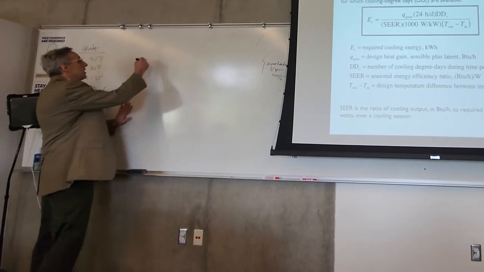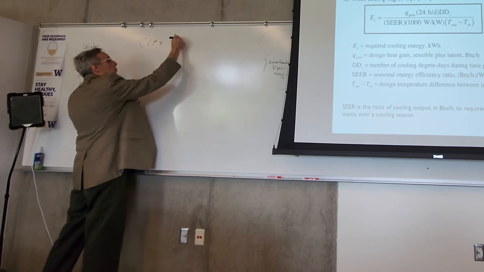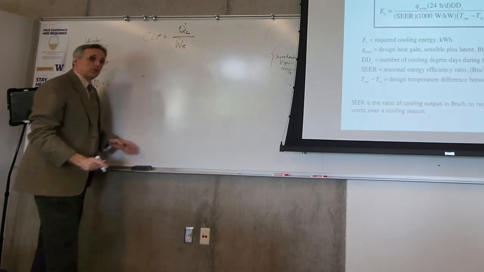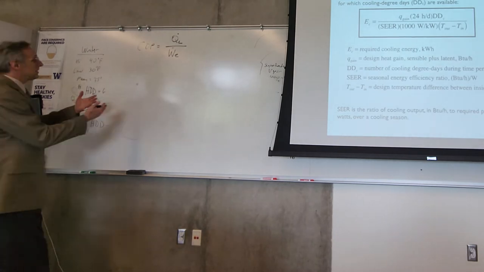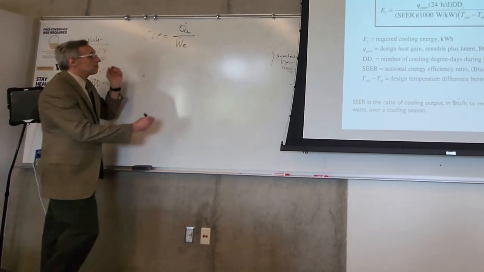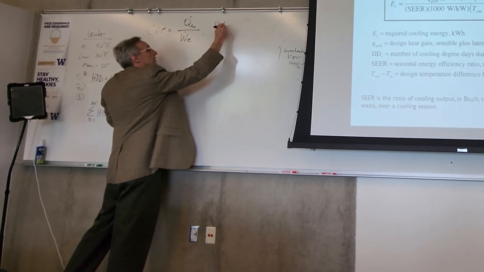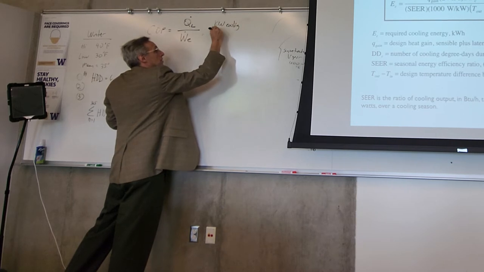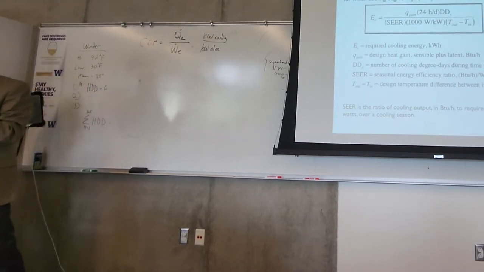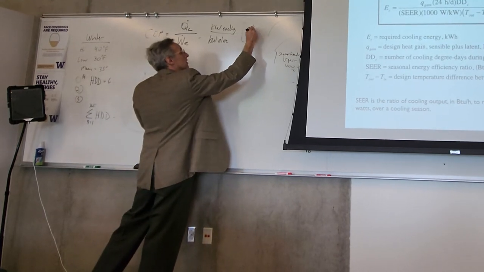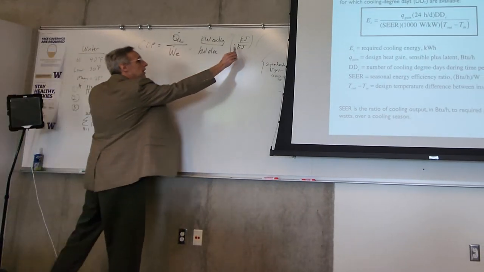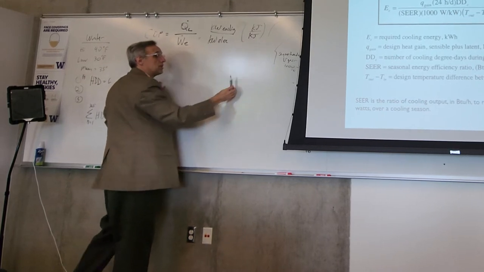Just like with the SEER or the EER, COP is, of course, the amount of cooling over the electrical energy or electric power that you're putting in, right? And this is a very meaningful number to engineers. It's dimensionless because both are in the same units, right? So this would be a kilowatt over kilowatts of electricity consumption, or maybe if we're looking at it over time, just the energy part, it would be kilojoules over kilojoules. But it's a dimensionless number. It just represents how much cooling do I get per unit of electricity going in.